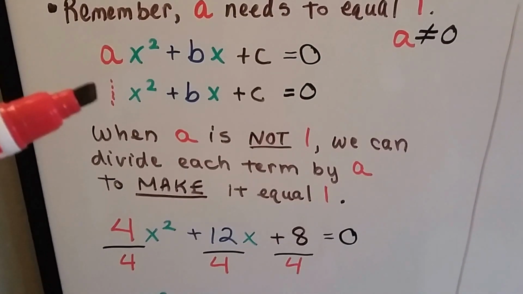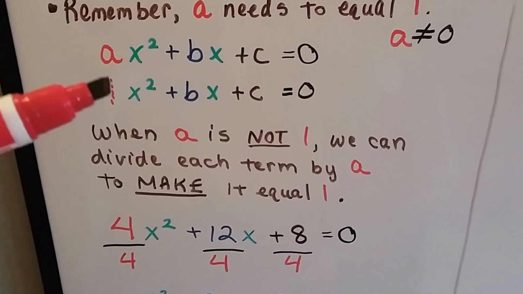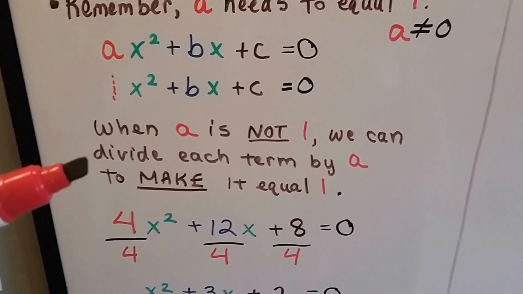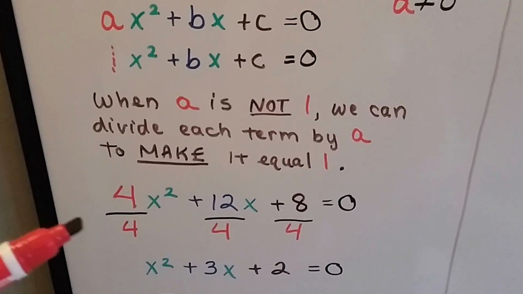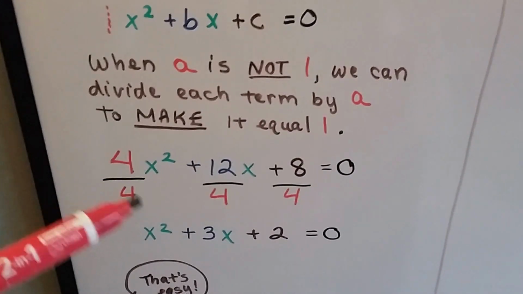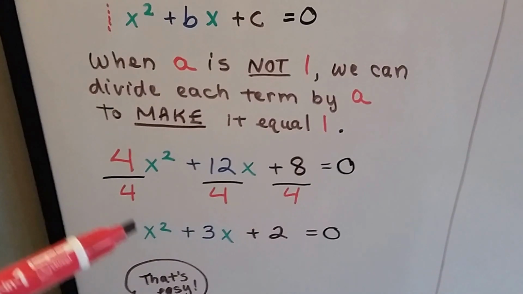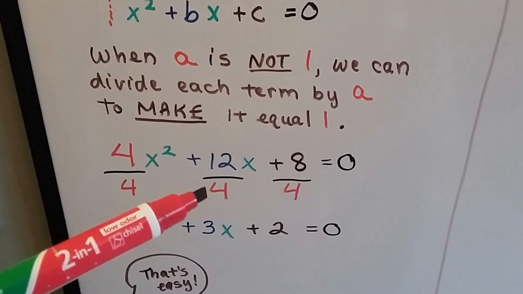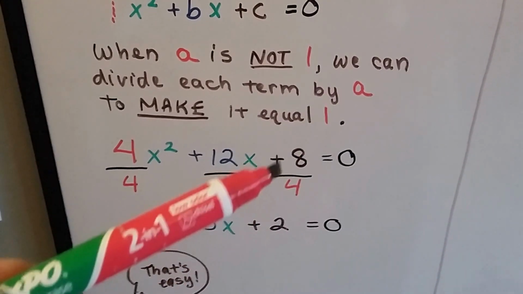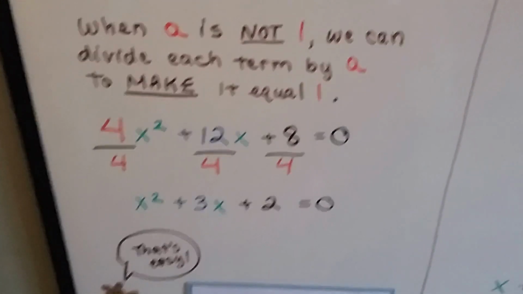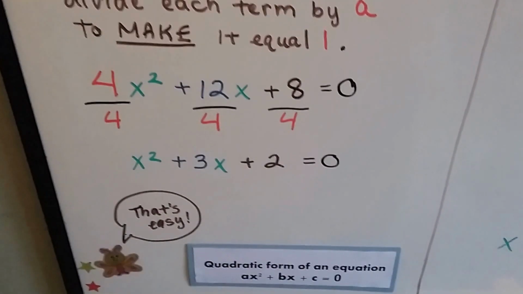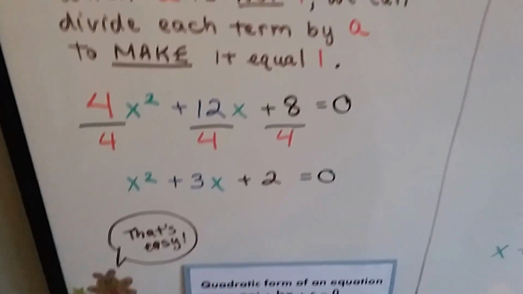And when this a is not a 1, if it's a 2, 3, 4, 5, 6, -2, whatever, we can divide each term by that a to make it equal 1. If it's a 4, we just divide each term by 4. Then that 4 over 4 becomes a 1. 12x divided by 4 becomes a 3x. And the 8 divided by 4 becomes a 2. Wasn't that easy? And now we've got it set to equal 1. Now we can do whatever we need to do to solve it.